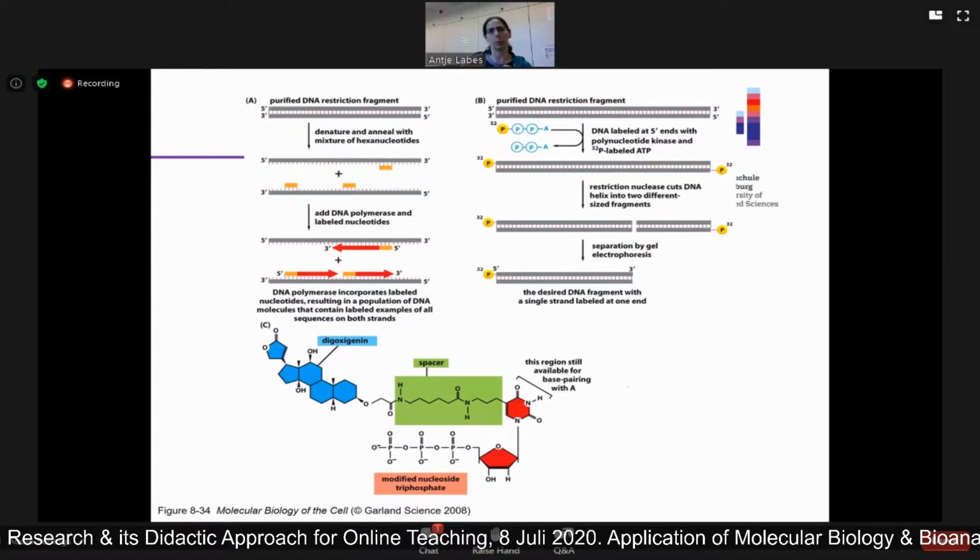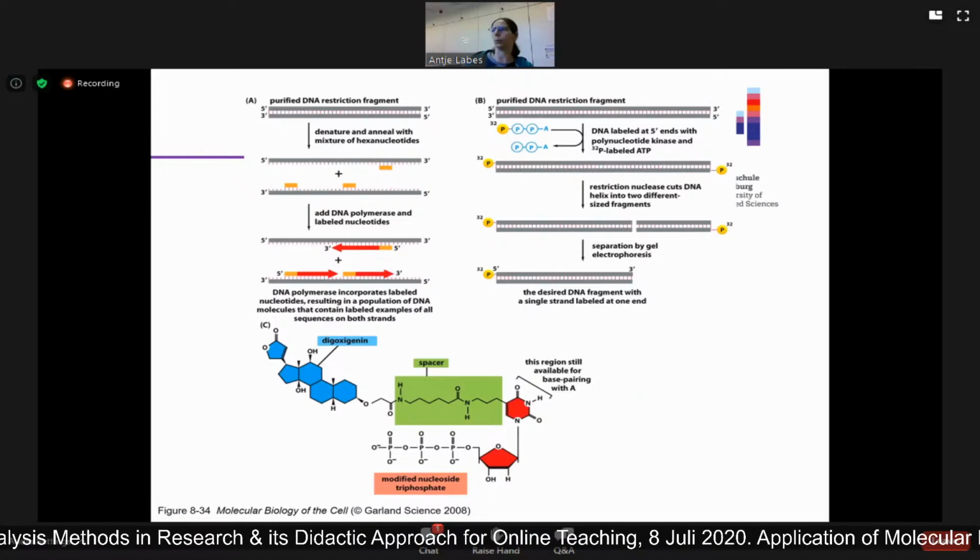We can either start from the purified DNA fragment, in most cases a restriction fragment, and then do some amplification, and the DNA polymerase in the polymerase chain reaction will incorporate labeled nucleotides. So you do the labeling on the level of the nucleotide being incorporated into your molecule of interest, resulting in a population of DNA molecules that contain a labeled version of the sequences on both strands. Of course, you run the PCR, the whole cycles, and you end up with labeled molecules.